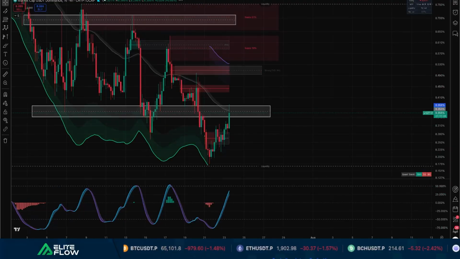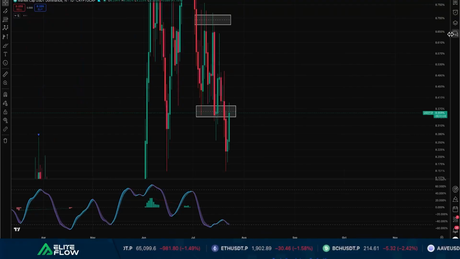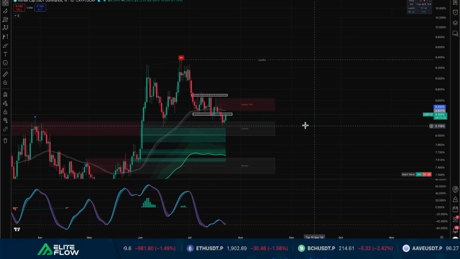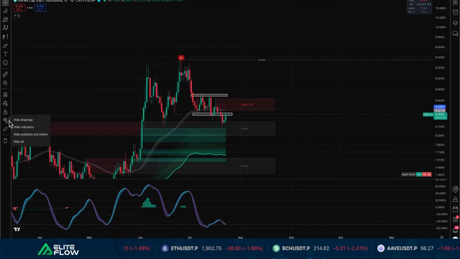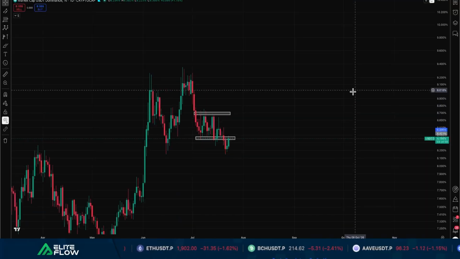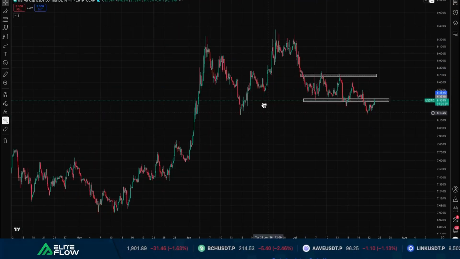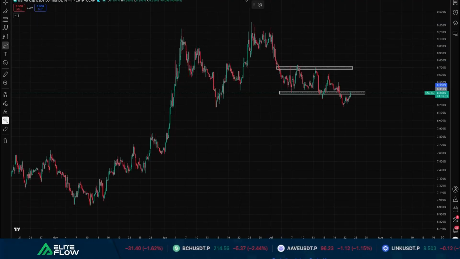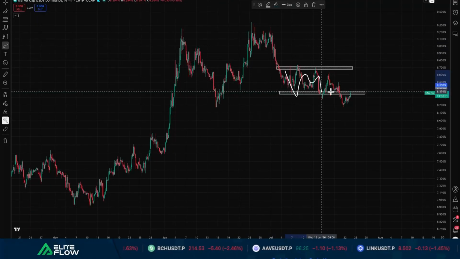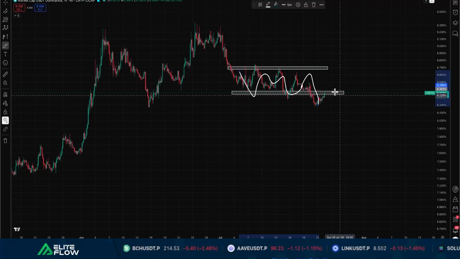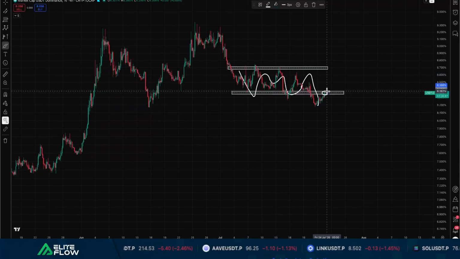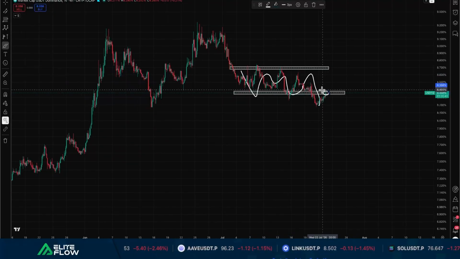Actually, I do apologize. Let's go on the daily time frame and we can see a very similar thing. Let me hide the indicators. We were inside the range. Actually, the 4-hourly is better. Yeah, there we go. We were inside the range, exactly the same thing as Bitcoin, which we broke out of. And now we are retesting the bottom side, in this case, of this range.